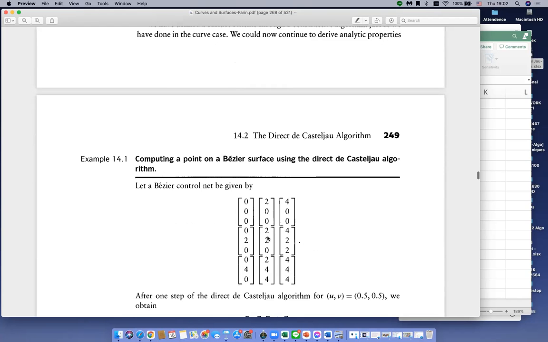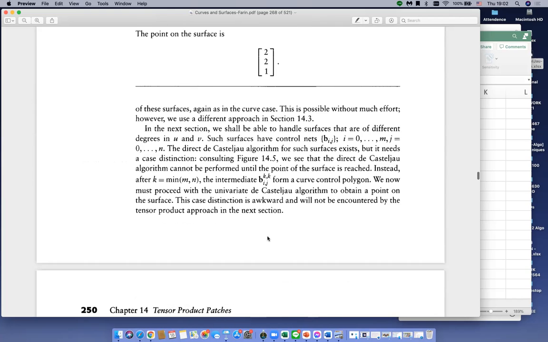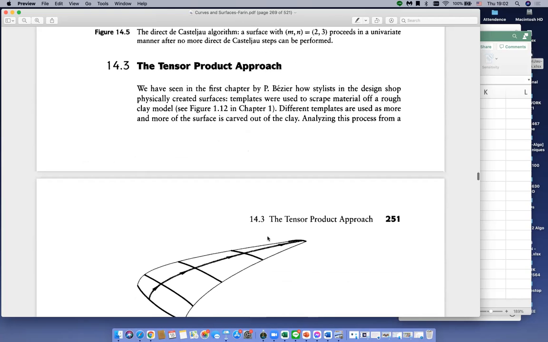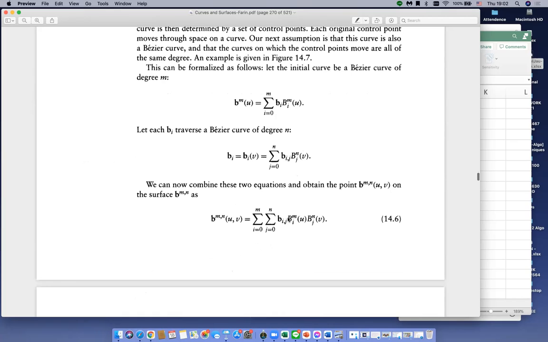So before we go to the derivation for the surface, I will let you try to represent this curve in terms of Bernstein polynomials. I think you cannot use Excel. You have to use Mathematica, okay? So please try.